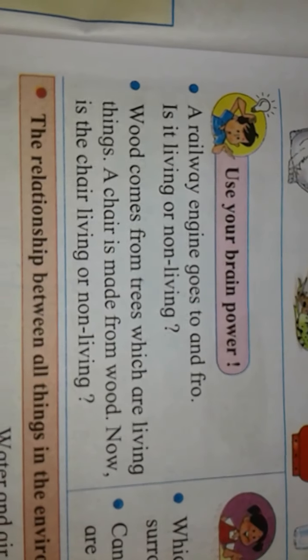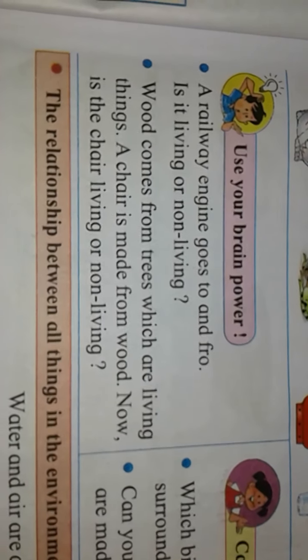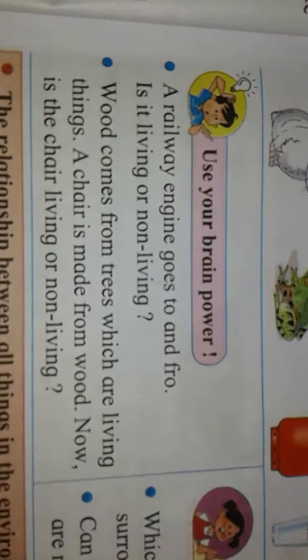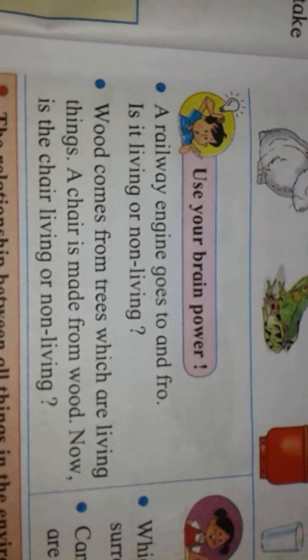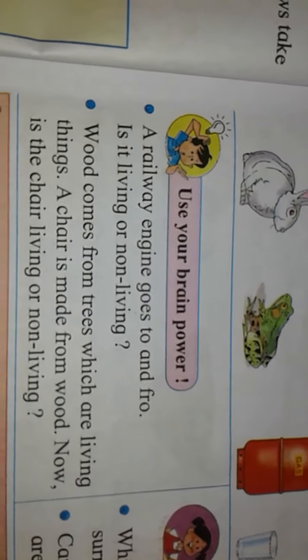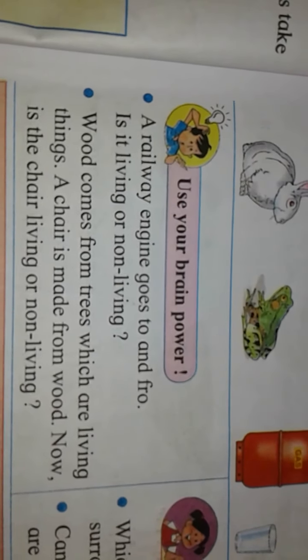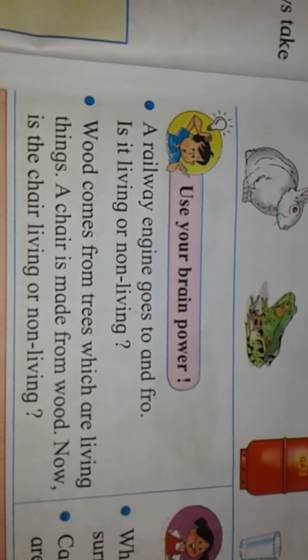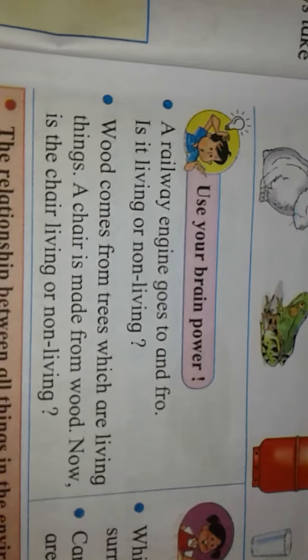Wood comes from the tree, which is a living thing. A chair is made from the wood. Now is the chair a living thing or non-living thing? What chair have you seen when you are sitting, a wood chair. So this is made from wood, and wood came from the tree. So tree is a living thing. So wood is also a living thing?